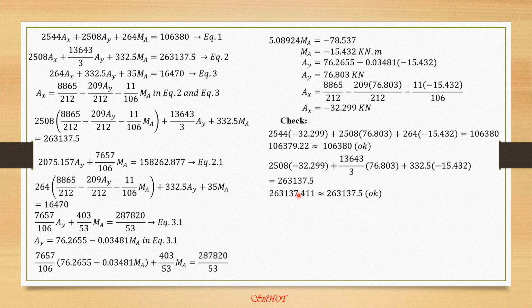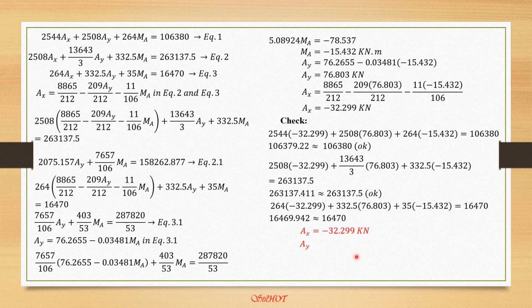Then finally, in equation 3, 264 times negative 32.299, plus 332.5 times 76.803, plus 35 times negative 15.42. So the left side using your calculator is 16,469.942, which is approximately equal to 16,470. So we conclude that all these answers are correct. So AX is negative 32.299, AY is 76.803 kilonewtons, and MA is negative 15.42 kilonewton meter.